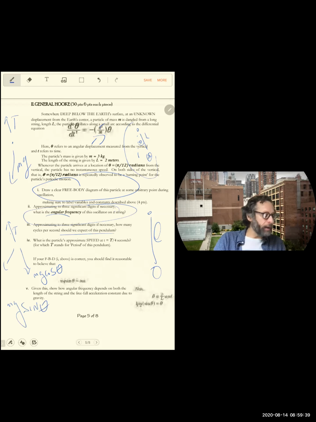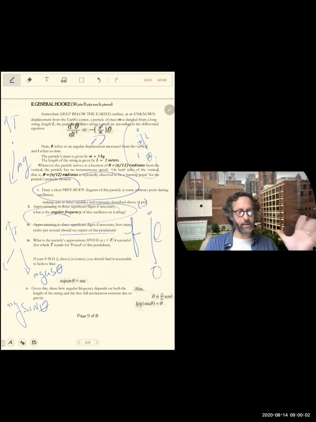And then, how many cycles per second? What question 3 is asking is frequency, right? Technically, question 2 is asking you for omega, and then 3 is asking you to convert that to a standard frequency measured in hertz. It's asking you for how many cycles per second. So the answer to that one is like 0.125 hertz, I think. Yeah, 1/8 of a cycle per second.